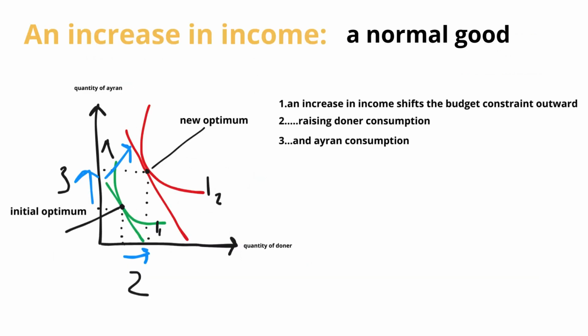Now let's examine how a consumption decision responds to a change in the consumer's income. Our first case is when we have an increase in income. So when the consumer's income rises, the budget constraint shifts out. If both goods are normal goods, the consumer responds to the increase in income by buying more of both of them. Here the consumer buys more doner and more iron.